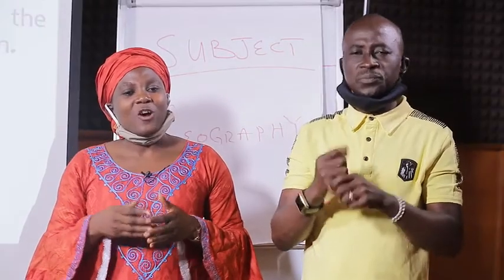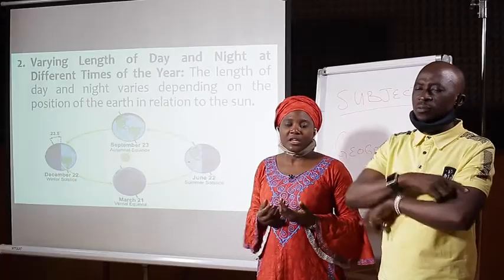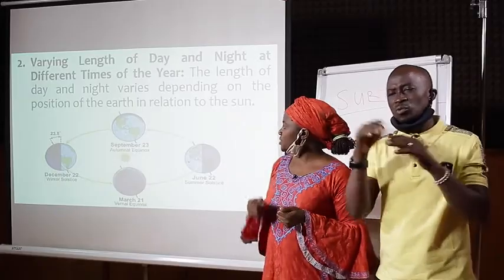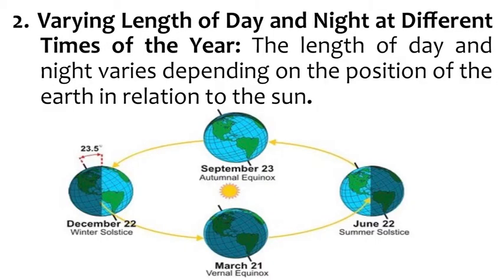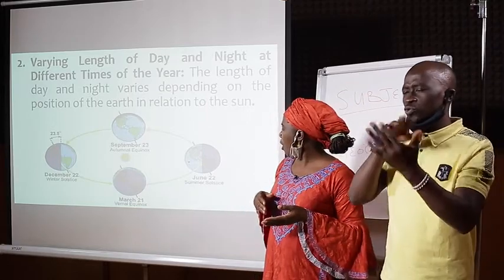Number 2, varying lengths of day and night at different times of the year. Now, the common thing we say is we have longer days, shorter nights. These are common things that we say, but we don't really understand what it means. This is what happens. The Earth moves around the sun. To make our study easier, we look at it from 4 points.